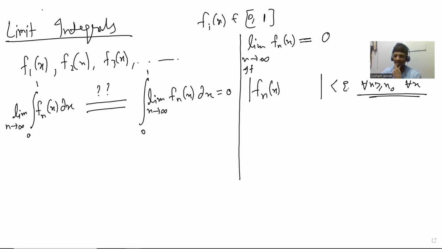Like fn(x) is less than epsilon for all n. What we do is just integrate. That is because we have exactly seen those things already. So we just integrate between 0 and 1. And that's it. That's what we wanted. And this is true for all n, so there is nothing in this statement, right?